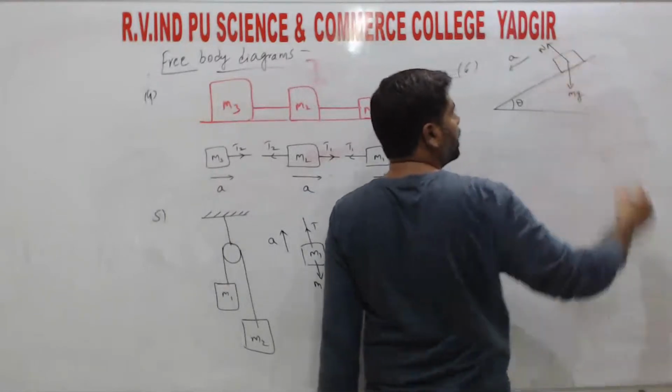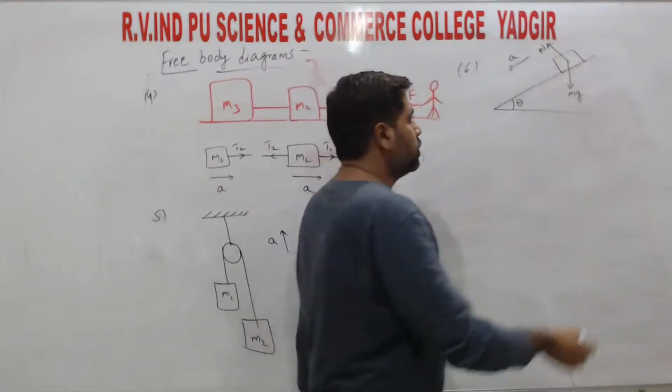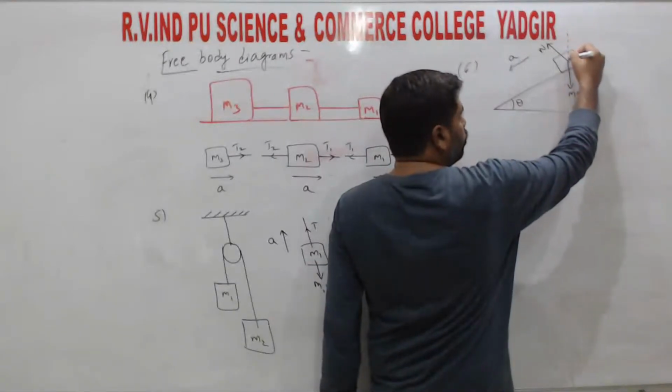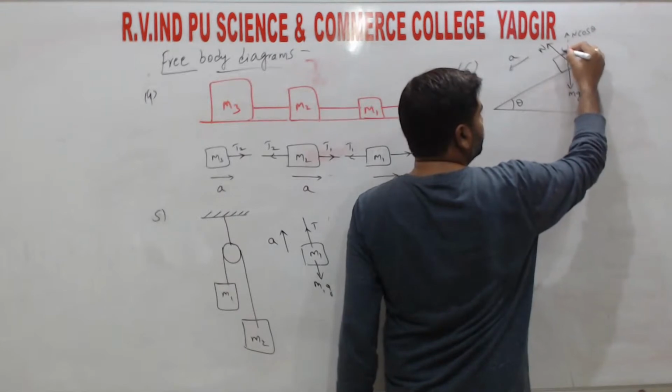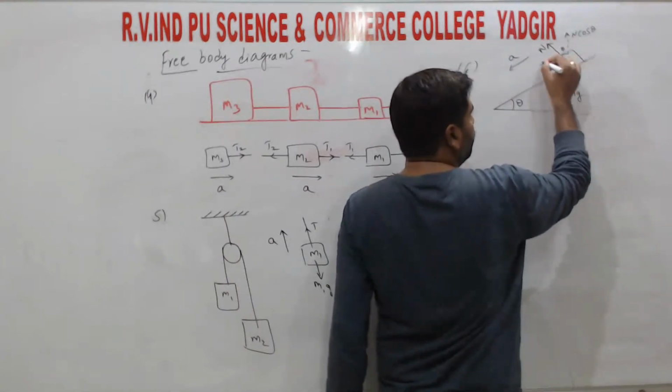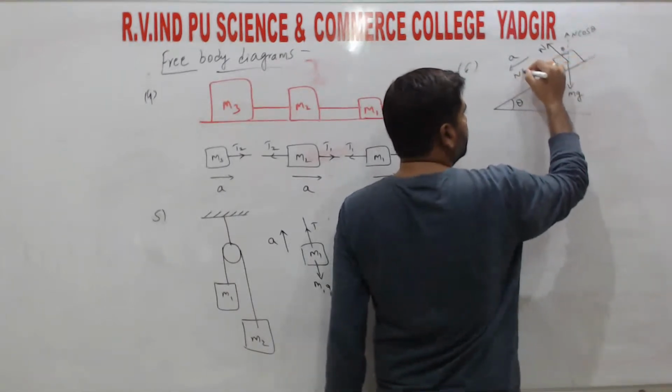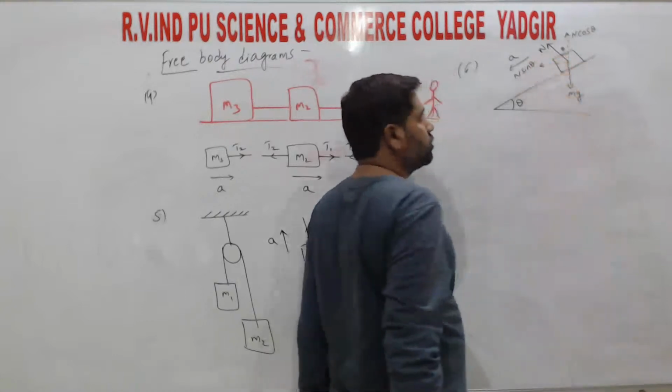the normal force, right? This normal we can resolve into two components. One is N cos theta, where theta is the angle made with the vertical, and N sin theta, right?